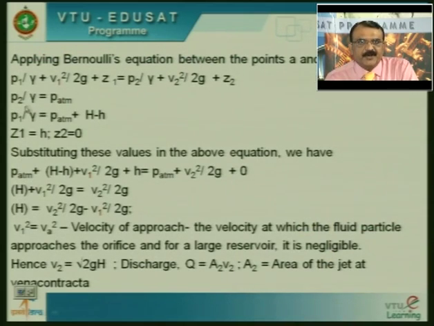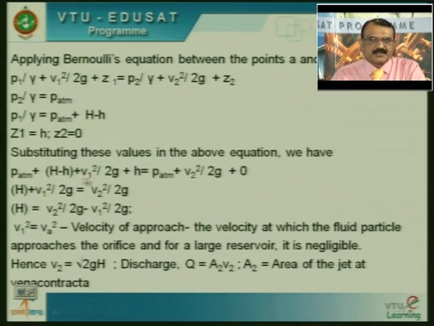Look at this, P2 by gamma is P atmospheric. Why? Because P2 is at vena contracta. P1 by gamma is equal to P atmospheric plus capital H minus small h. Z1 is equal to h, Z2 is equal to 0. Substituting these values in the above equation, that is this equation, we have P atmospheric plus H minus small h plus V1 square by 2g plus h, that must be equal to P atmospheric plus V2 square by 2g plus Z2. Z2 is at the center of the orifice, therefore Z2 is equal to 0.